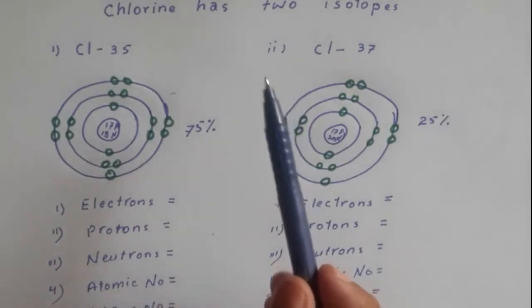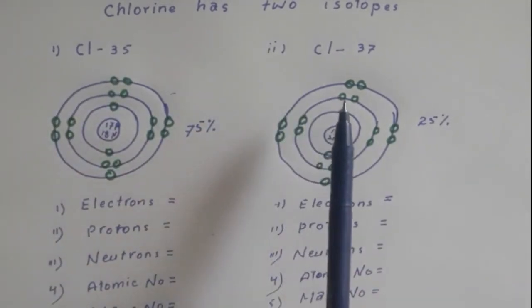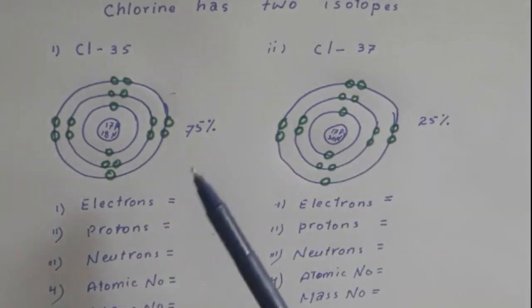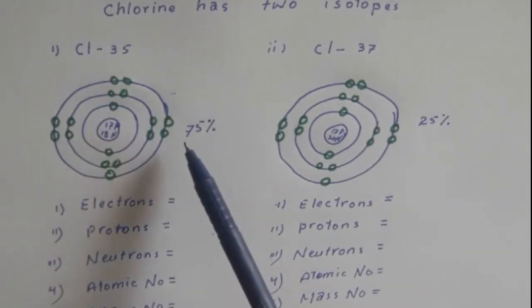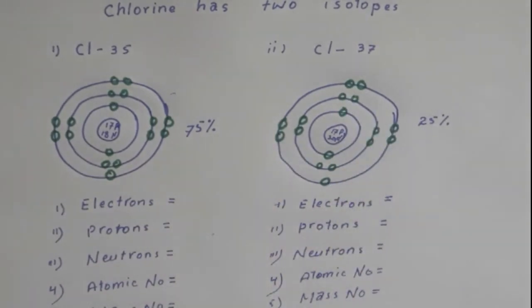So chlorine also has two isotopes. The first isotope is chlorine-35, while the second isotope is chlorine-37. The relative abundance of chlorine-35 is 75% and the relative abundance of chlorine-37 is 25%.